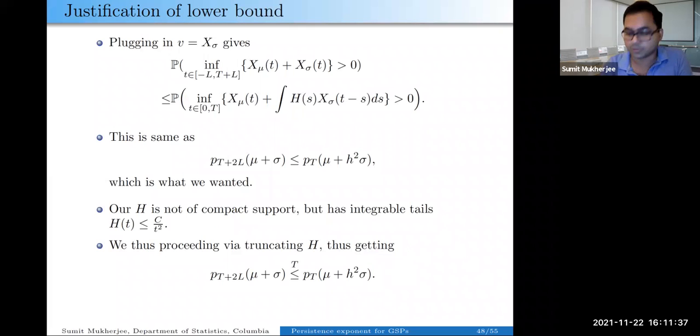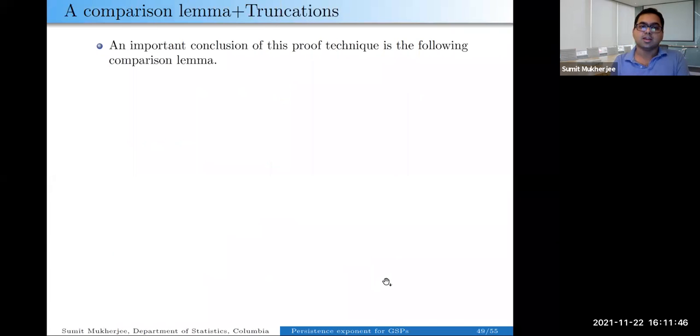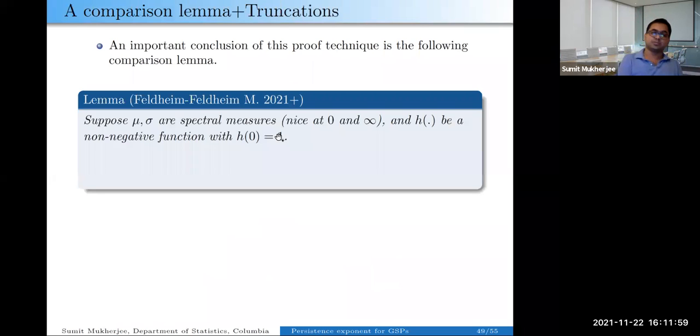And this captures a lower bound. And let's state some interesting conclusions, or rather byproducts of the proof technique. So what we get out of this is something of this nature.